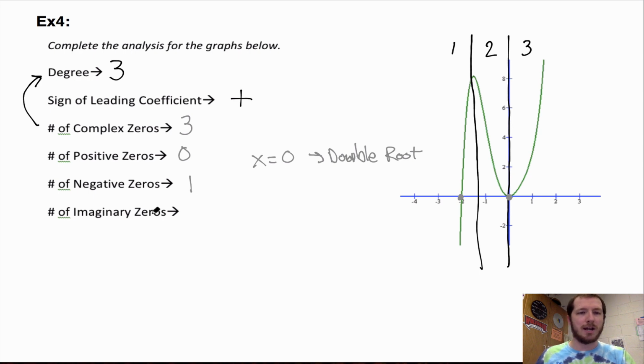All right, imaginary zeros. What we do is we take our complex zeros and we subtract all of our positive, negative, and if we have any zeros. So 3 minus that 1 negative, and then this guy counts for 2 because it's a double, it just touches. So that leaves us with 0 imaginary zeros, or 0 imaginary roots.